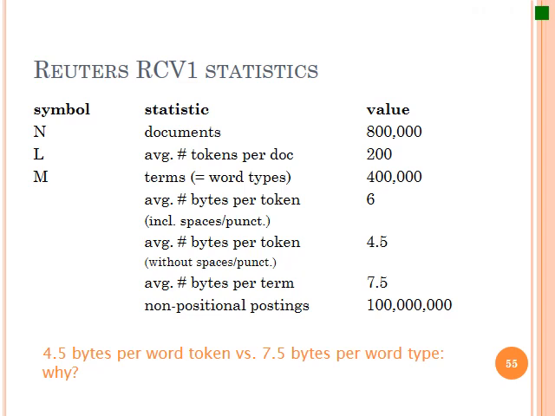One thing that might raise your eyebrows is that the average number of bytes per term is 7.5, which is larger than the average number of bytes per token, which is 4.5. Why is that? Basically, the average length of a distinct term is larger than the average length of a token in the document. You know why?